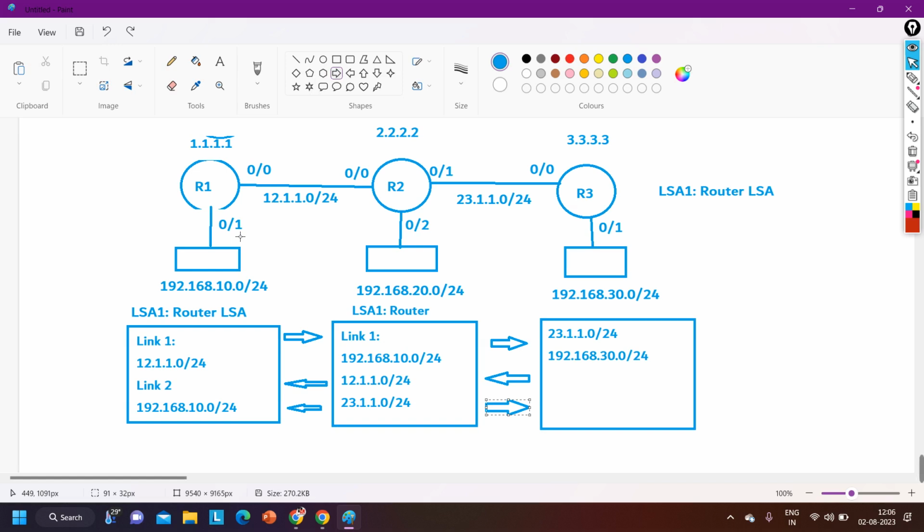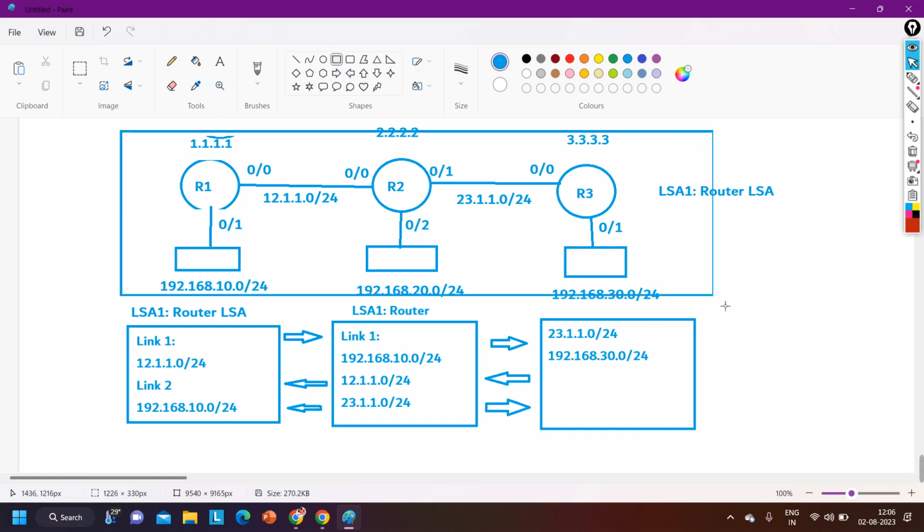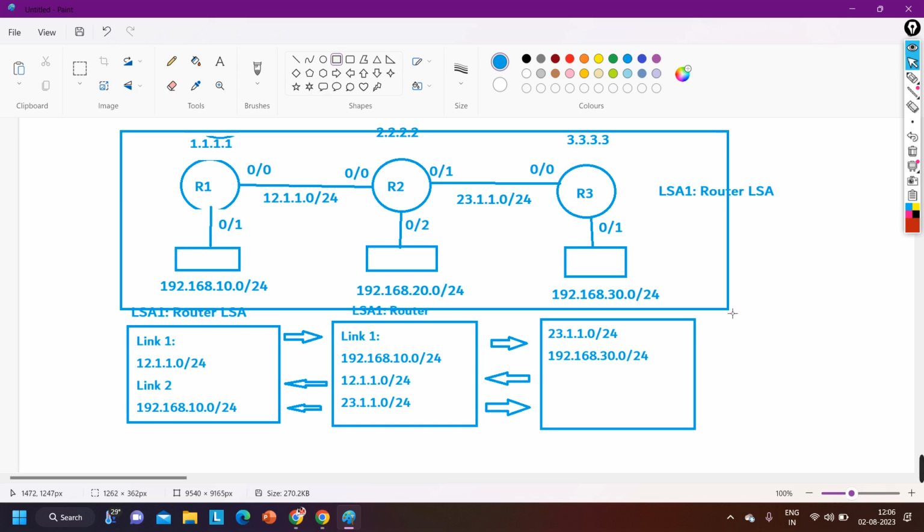But you know, we have one problem. The problem is LSA1 cannot cross area. So if all three routers belong to a single area, then only these routers can communicate with each other. Okay. LSA1 cannot cross area.